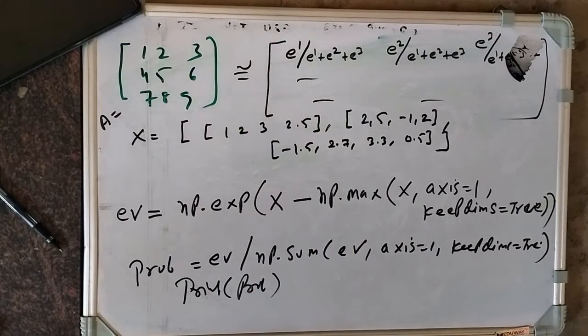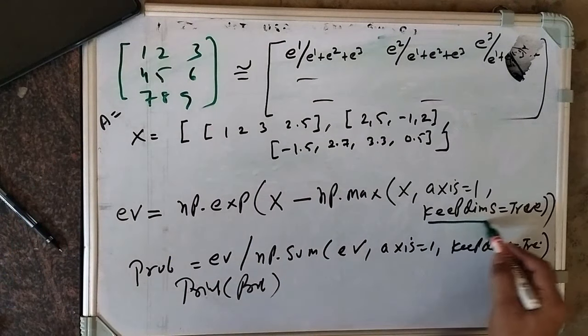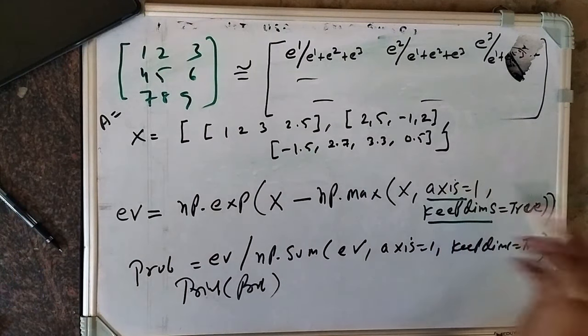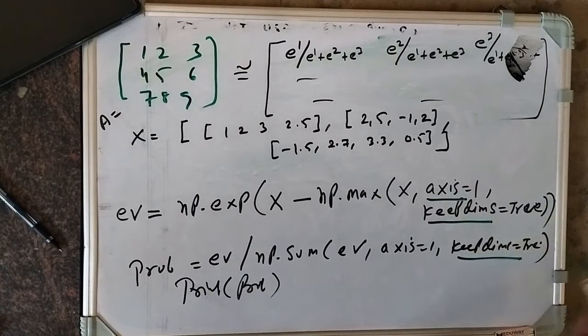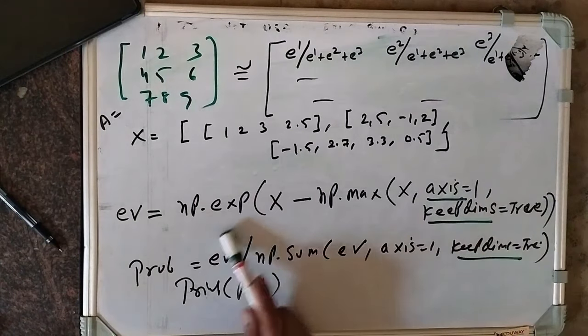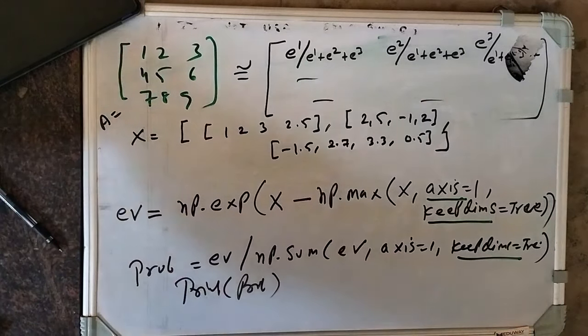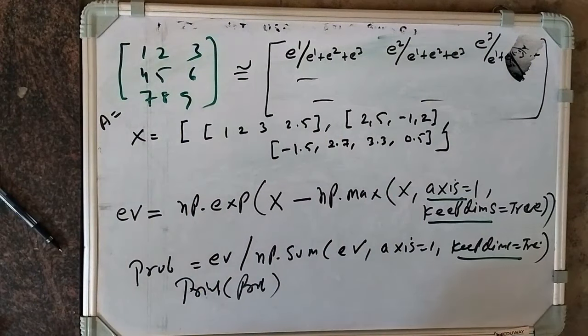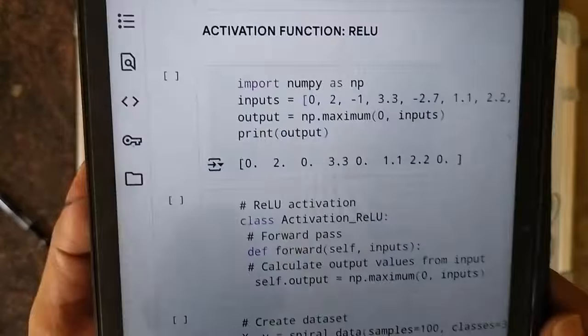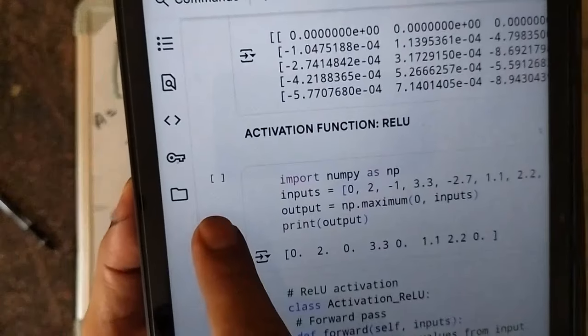So this is the way to write the code. If you skip something, like keepdims, or you don't write axis, your answer will never be correct. You have to understand each and every step in your code. If you want, I will also show the same program I have written.